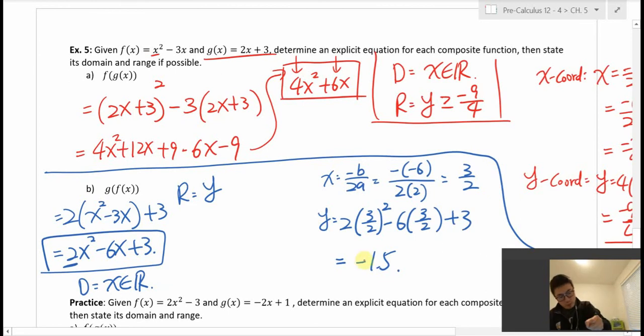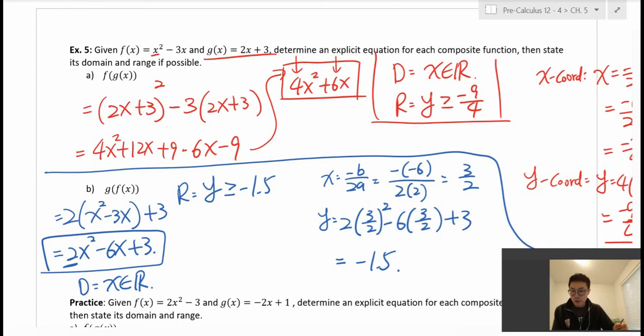So we have a minimum of negative 1.5, therefore the range is going to be y is greater than or equal to negative 1.5. Okay, one thing I also need to mention is that because you can see these two examples, the function f and function g, these two functions all have all real numbers for their domain, and therefore our composite function would also be all real numbers. Okay, the domain would also be all real numbers.